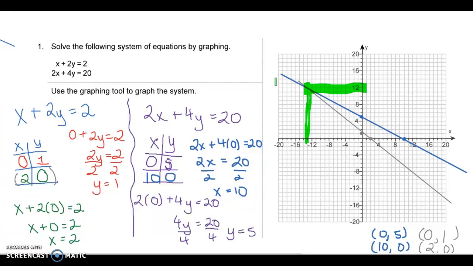It's kind of hard to explain on the computer, but really, you just need 2 good points, and my recommendation is to use 0 when you can. If zeros don't work, choose some other numbers, but I like to start with zeros and see if that'll get me 2 good points for the graph.